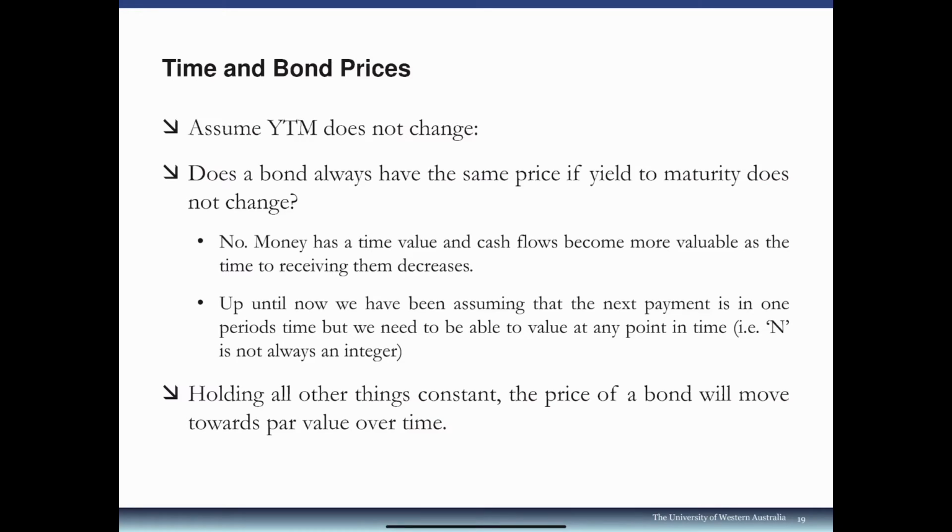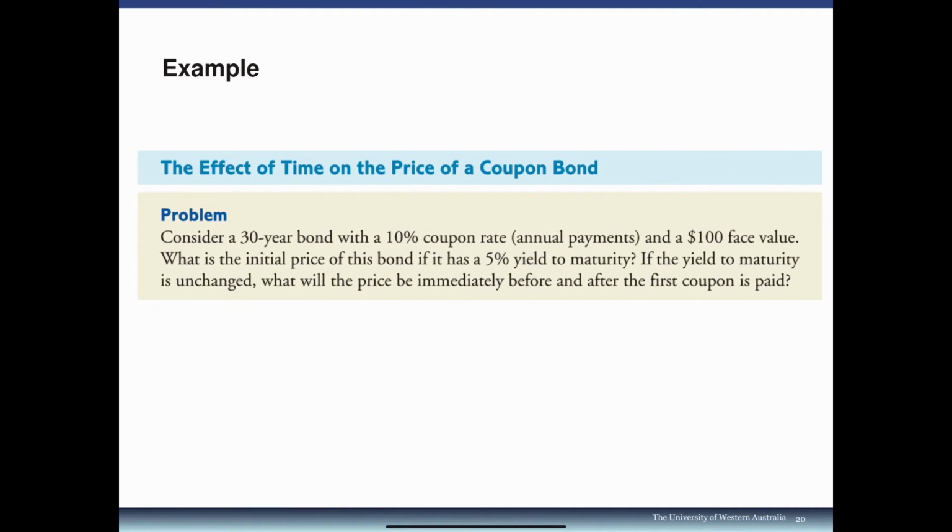So up until now, we have been assuming that the next payment is in one period's time, but we need to be able to value at any point in time, which means the n here is not always an integer. So holding all other things constant, the price of a bond will move towards par value across time. Okay, let's have a look at an example so you will get it.